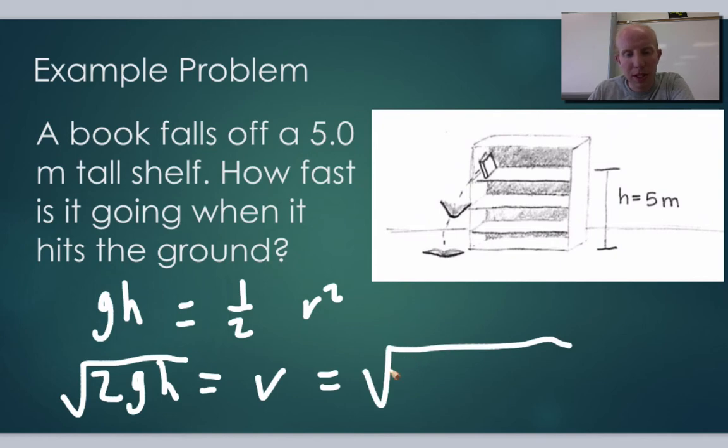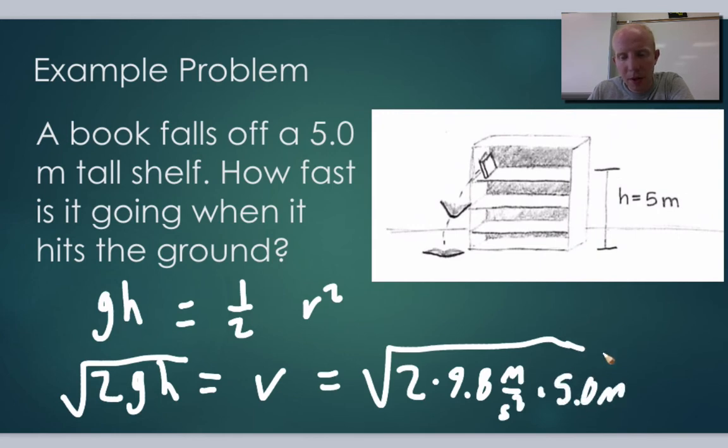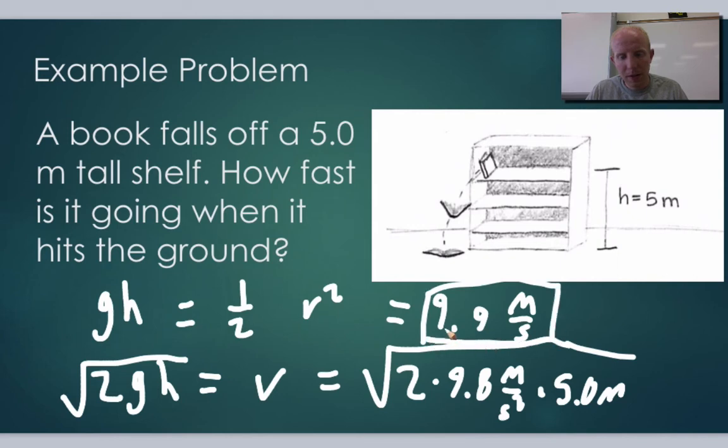So square root of 2 times 9.8 meters per second squared times 5 meters. We put that all into our calculator. And we get that the book, if I did this correctly, should be falling at 9.9 meters per second. Okay, so v is equal to 9.9 meters per second, right before it hits the ground.